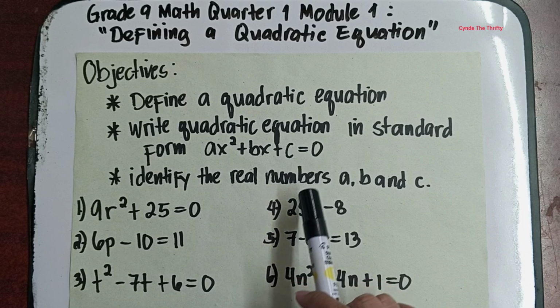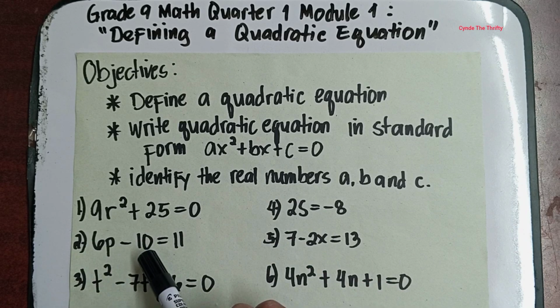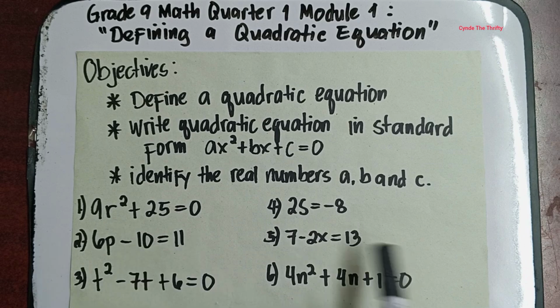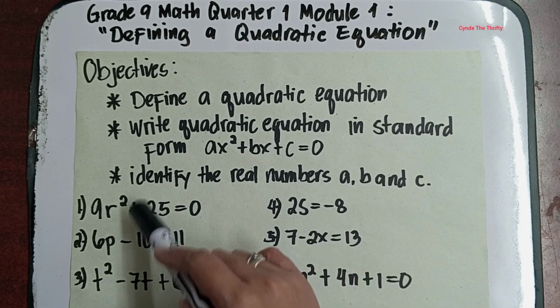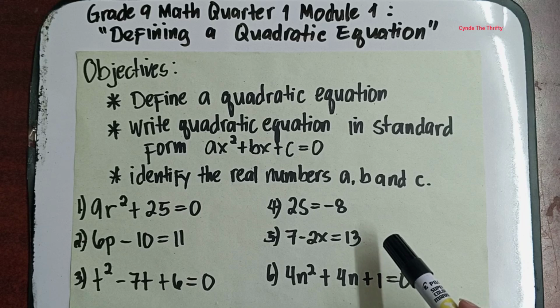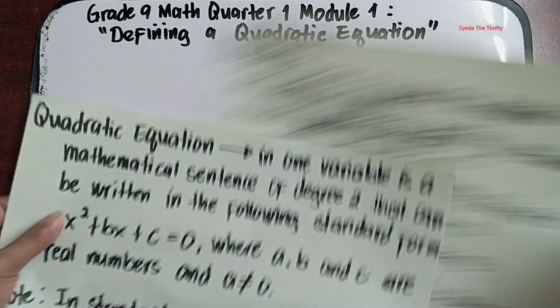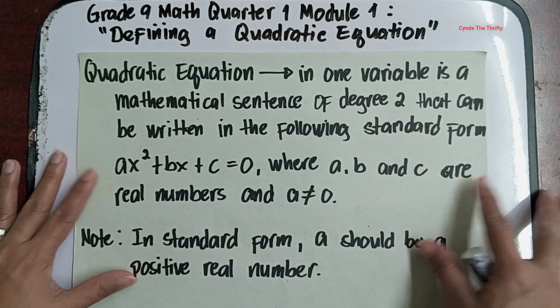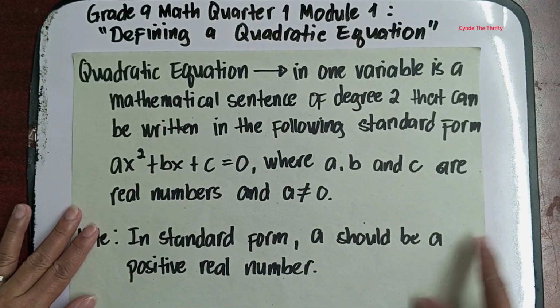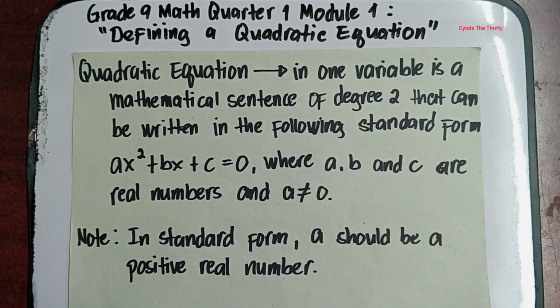Alam niyo ba kung anong klaseng equation ito? Number 2, 6p minus 10 is equal to 11. Okay, so ma-identify niyo ba kung ano ang mga equations na ito, kung ano ang tawag sa kanila? Kung hindi nyo alam kung anong klaseng equations ito, okay, so i-define muna natin kung ano ang ibig sabihin ng quadratic equation para alam nyo or ma-identify nyo kung anong klaseng equations yung mga examples natin.